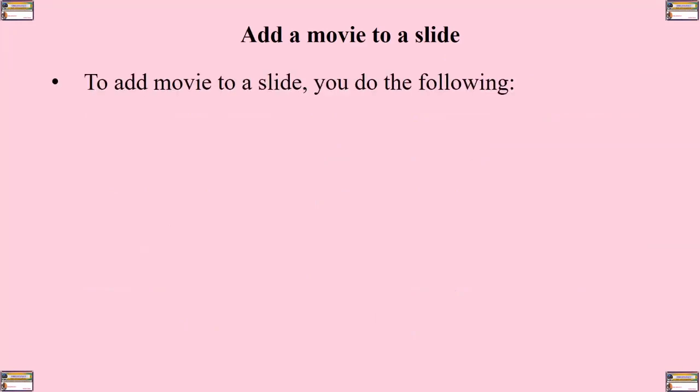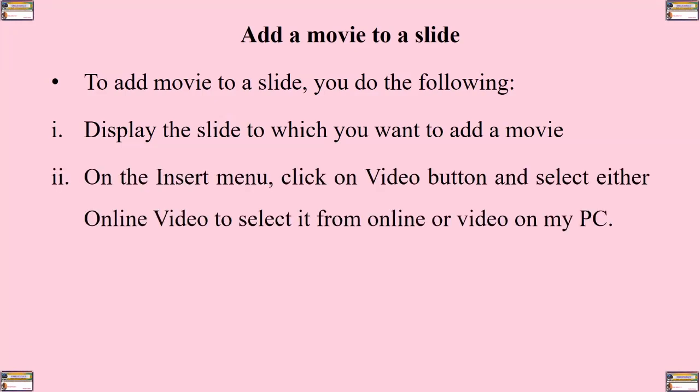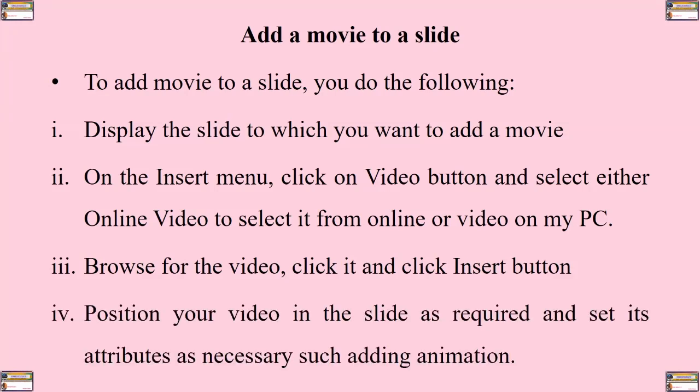So how do you add a movie to a slide? To add a movie to a slide, you do the following. You display the slide to which you want to add a movie. Then on the Insert menu, click on the video button and select either Online Video to select it from online or video on my PC. Then browse for the video, click it, and click Insert button.